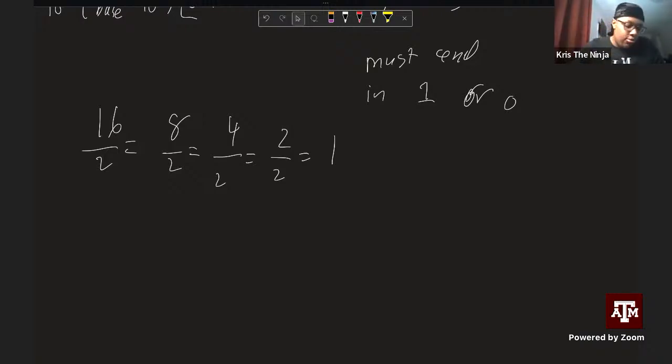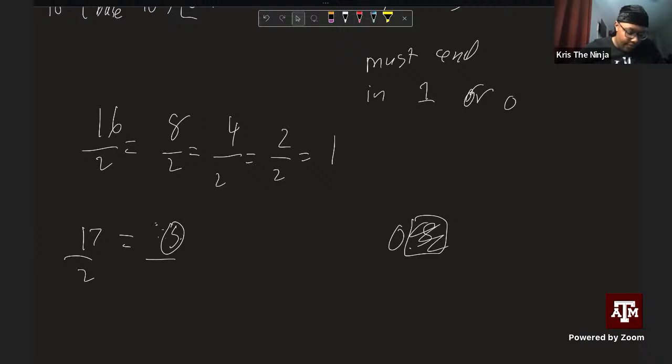An instance where we would have 0 is if we had 17 divided by 2. That's 8.5. You take the half out. The half out is 0.5, and then you just take the 0 from the 0.5, and that gives you a 0. That's your 2 to the 0 bit, per se. I don't know how I'm going to explain this. Oh well, we'll figure it out together.